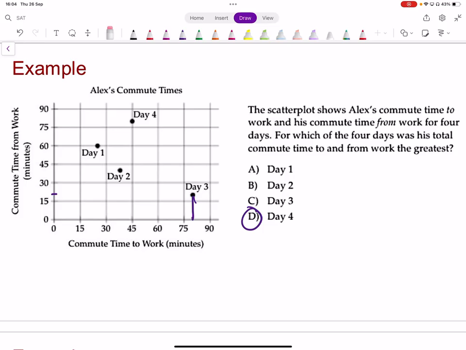So day one and day two can be eliminated just by looking at the diagram visually, and you just have to focus on these two. All right, let's move on.